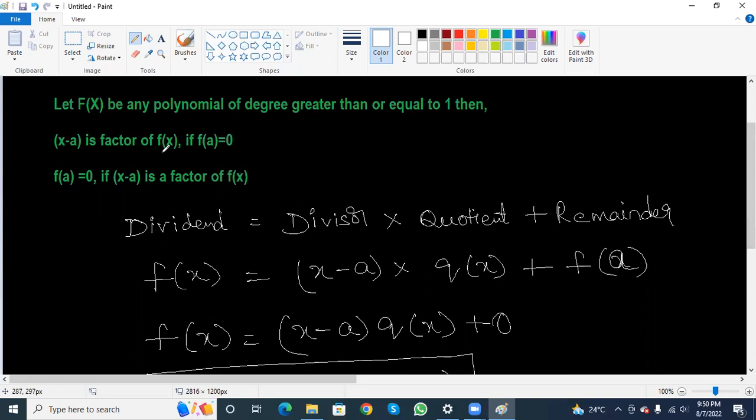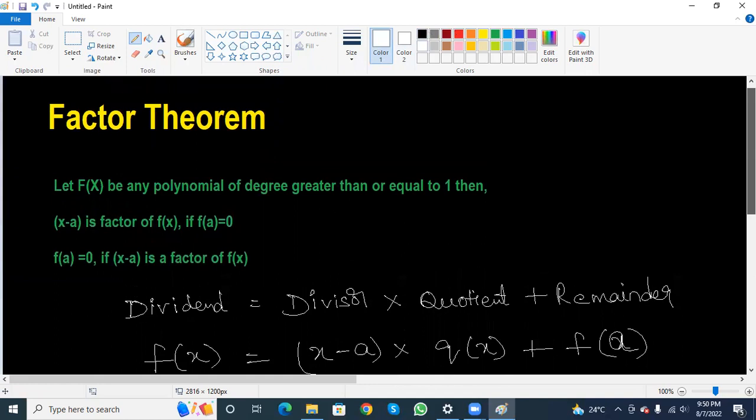x minus a is a factor of the polynomial if your remainder is 0. Here our remainder is f of a. So when you find that your remainder is 0, you can conclude that the given divisor is a factor of the polynomial. So it is simple, I think. That's all, very simple, the factor theorem.